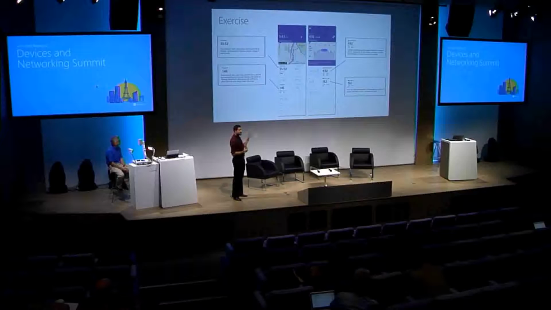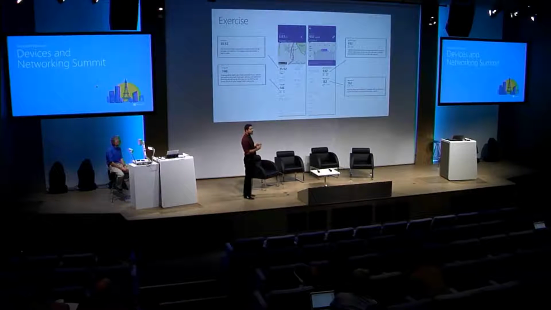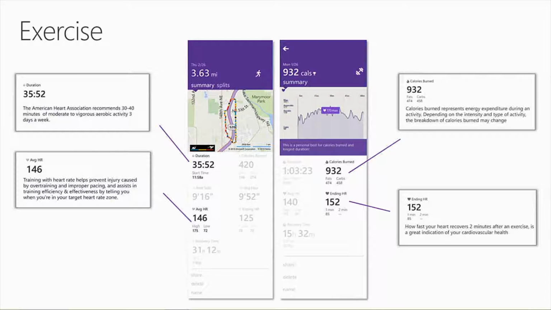And last but not least, the ending heart rate and the heart rate recovery, the 1 and 2 minute recovery times. If you wear the Microsoft Band and you go for a run, when you finish the run, we take a snapshot of your heart rate at the end of your run, and then we keep track of your heart rate for the next 2 minutes. Data suggests that how fast your heart recovers in the 2 minutes after your workout is a great indication of your cardiovascular health. So again, these are numbers that previously you would have no idea about.